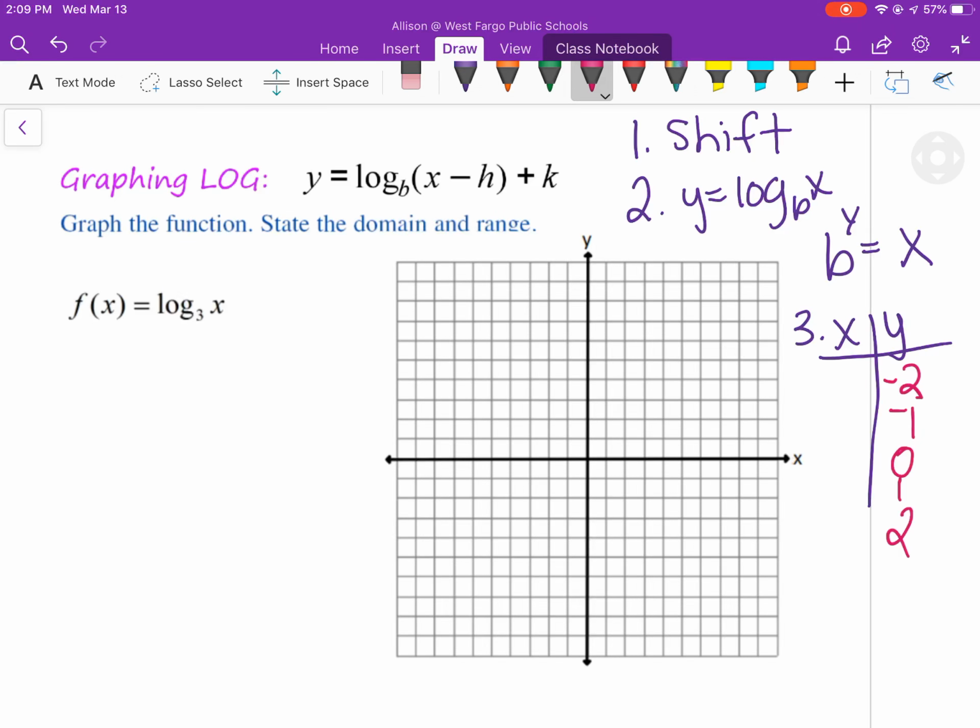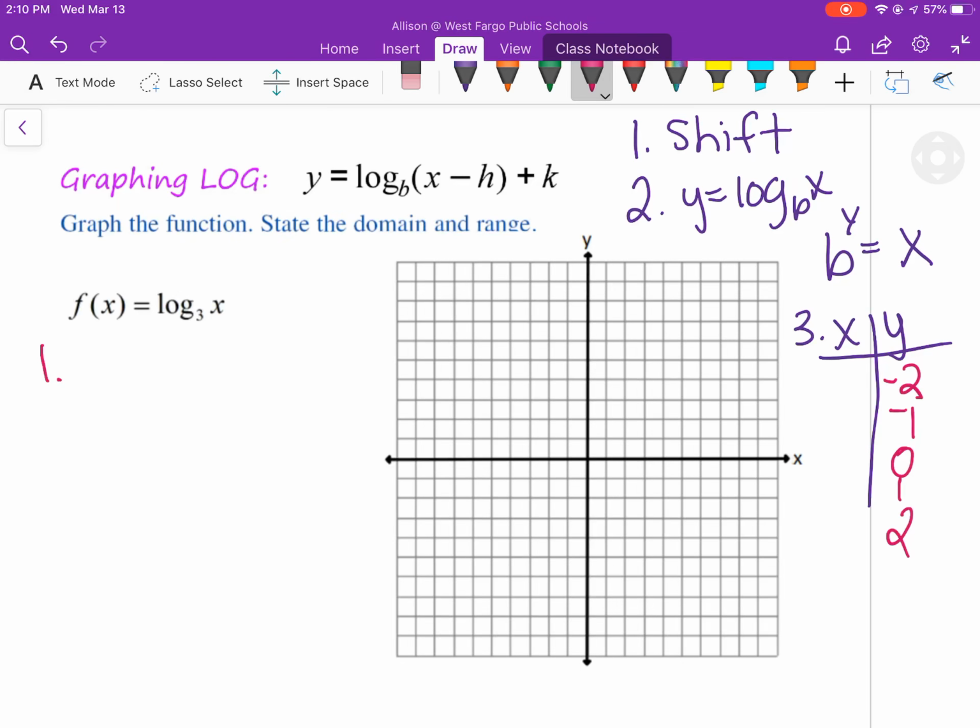In graphing exponentials, we plug in x's. In graphing logs, we plug in y's because they're inverse functions, so the x and y switch. Remember that relation when we first learned about inverses and how domain and range switch, so x and y switch. So my first example over here has no shift.